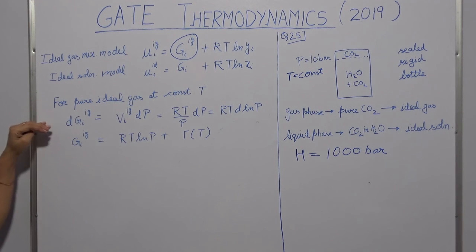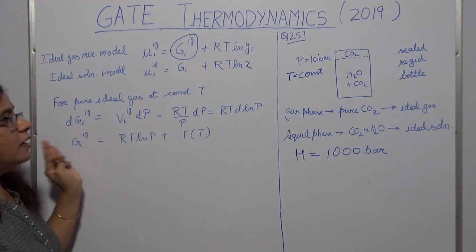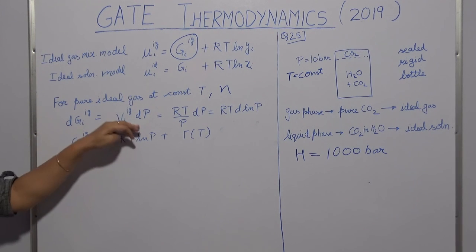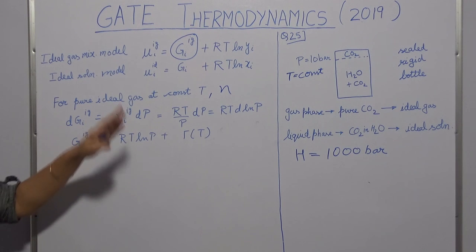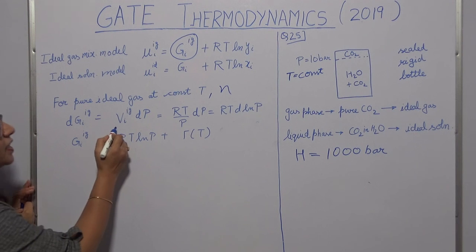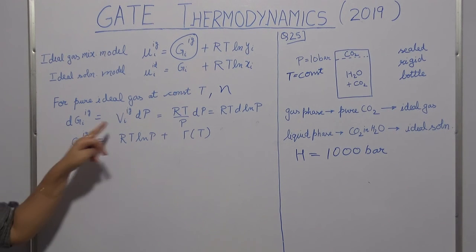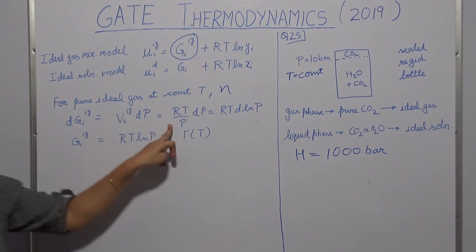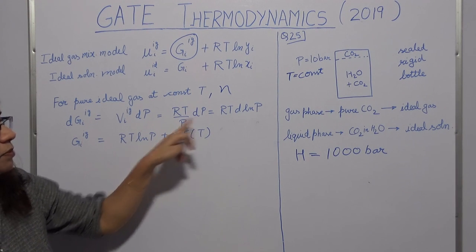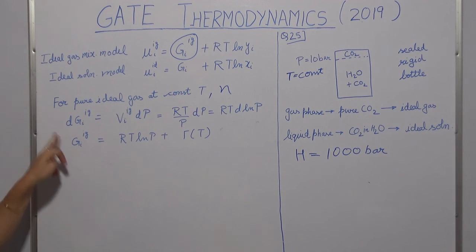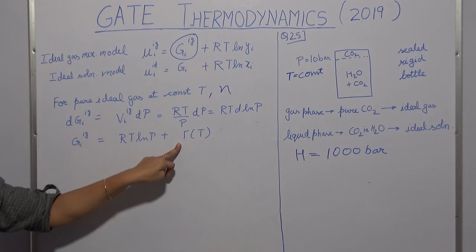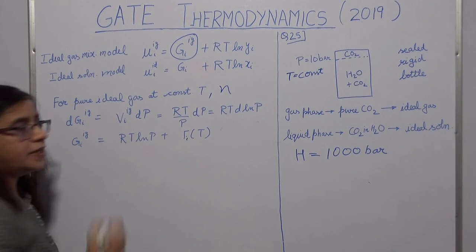For a pure ideal gas at constant temperature and constant number of moles, you have all seen that dG equals VdP minus SdT. Since we are keeping temperature constant, I neglect that term, so I write it as V ig dP. Since this exists as an ideal gas, I use the ideal gas law to write V in terms of T and P, so dP by P times RT. Now if I integrate this equation to get this term, I get RT ln P plus some constant which is a function of temperature.